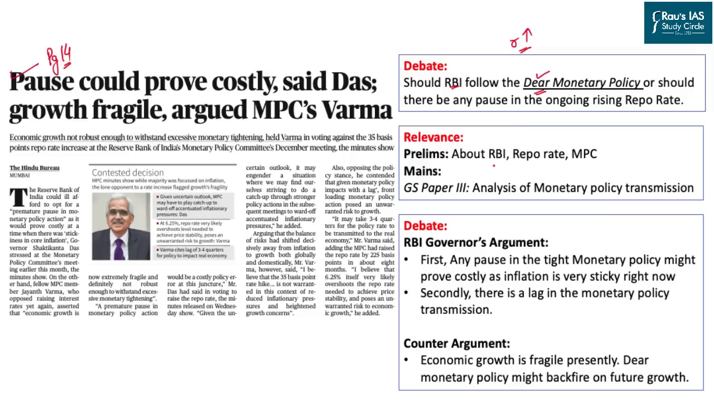With respect to your prelim examination, this could be asked with respect to the RBI, the repo rate or the monetary policy committee. In the past also UPSC has asked questions with respect to the monetary policy committee in the prelim examination. In your mains examination, it can be asked with respect to monetary policy transmission and its basic analysis in your general studies paper 3. Today, we are going to look into the debate and also try to answer the transmission of monetary policy. Usually we keep on studying the monetary policy committee, its composition and how it actually functions. But what about the monetary policy transmission?